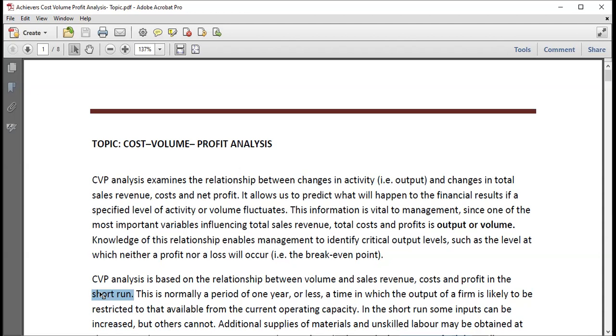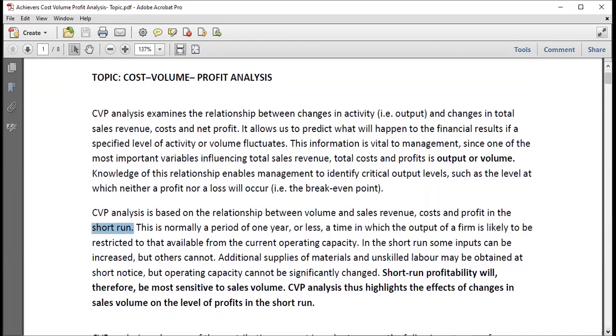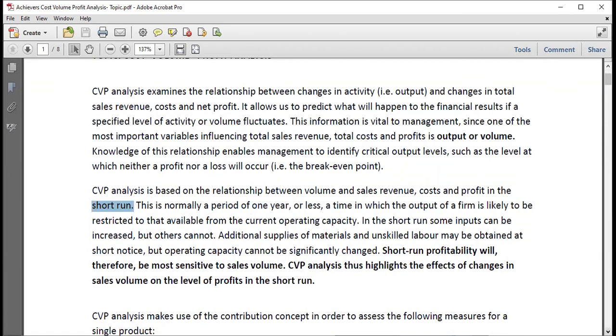So for the CVP model to best work for us, we look at it from the perspective of a short run period, normally a period of, let's say, 1 year. That's why we are saying that if you're doing short run, then the profitability will directly be dependent on the sales revenue. If it's in the long run, you find that a company's profitability is not even dependent on sales revenue, but it could be dependent on price. Maybe the volume has remained the same, but the company has gone ahead to increase its price. You get it.